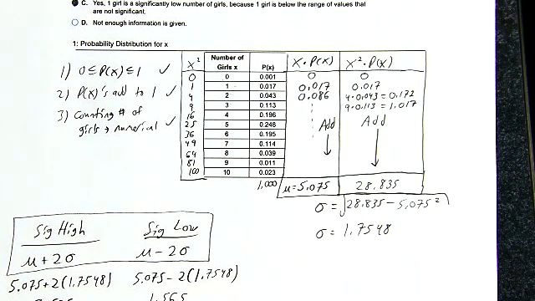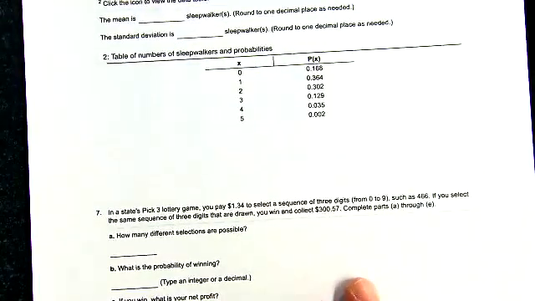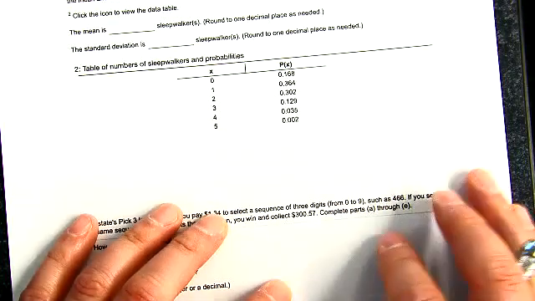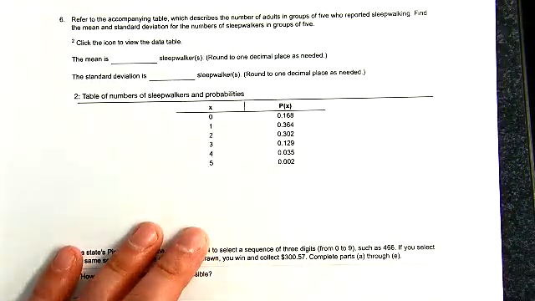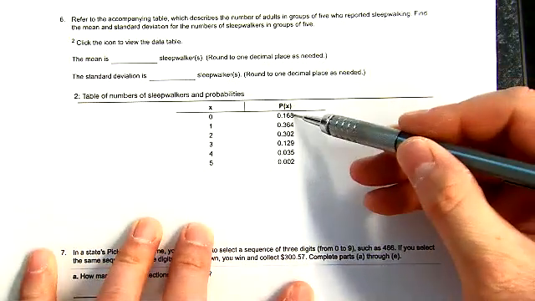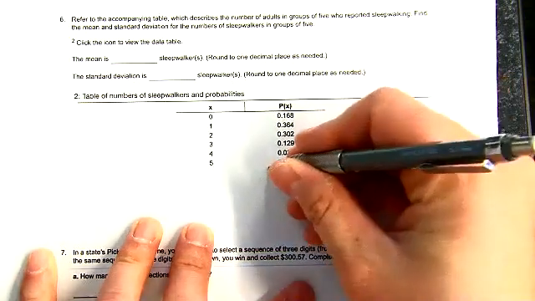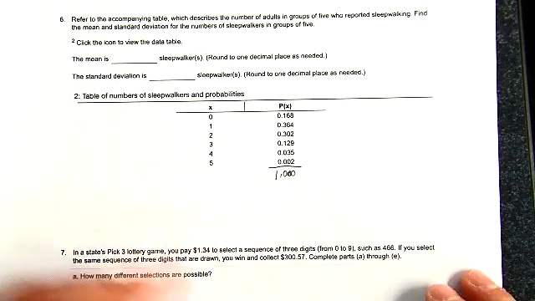Okay, so let's look at 6. 6 is number of sleepwalkers in a group of 5 people. So again, they're counting, okay, are you a sleepwalker, yes or no? So they're counting up how many people claim this. And then again, the probabilities are all between 0 and 1. If you add these up, you'll get 1.000, so everything works, so you can proceed.